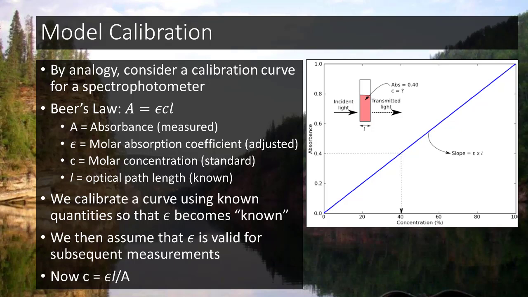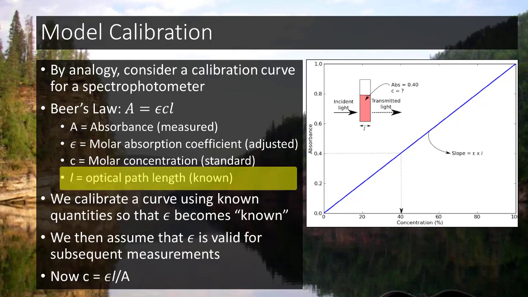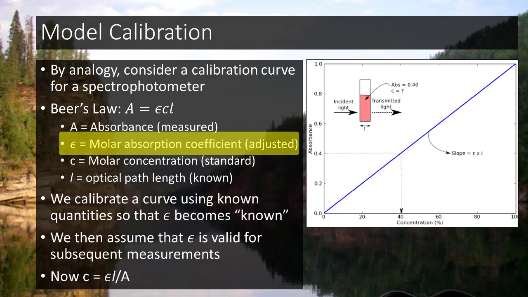And now we've got our knowns, so now we can assume this to be a known, and we can assume this to be a known, and we're going to measure this in all of our unknown samples. And so now we can just rearrange that formula so that we can understand the concentration based on those other three knowns. And so that's how we calibrate.